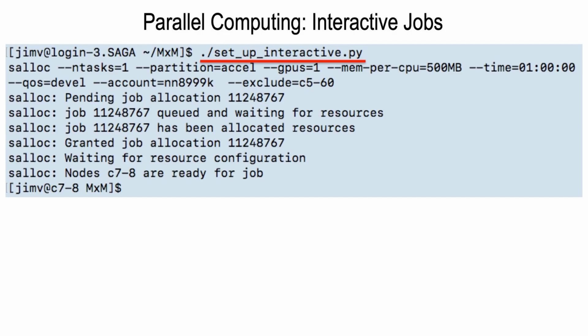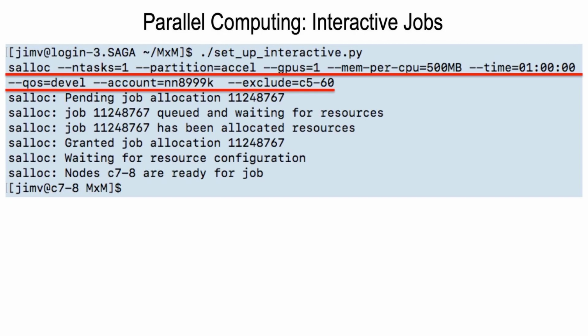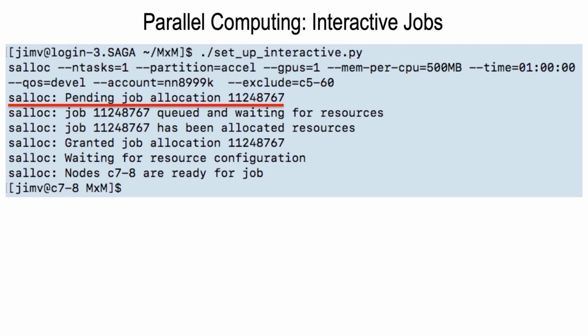To execute the Python script in the command prompt, apply ./ and then the script's name. The script will first display the complete select command in the terminal, and then proceed to execute it. Upon execution, the Slurm-allocate system assigns your interactive job the job number 11248767.